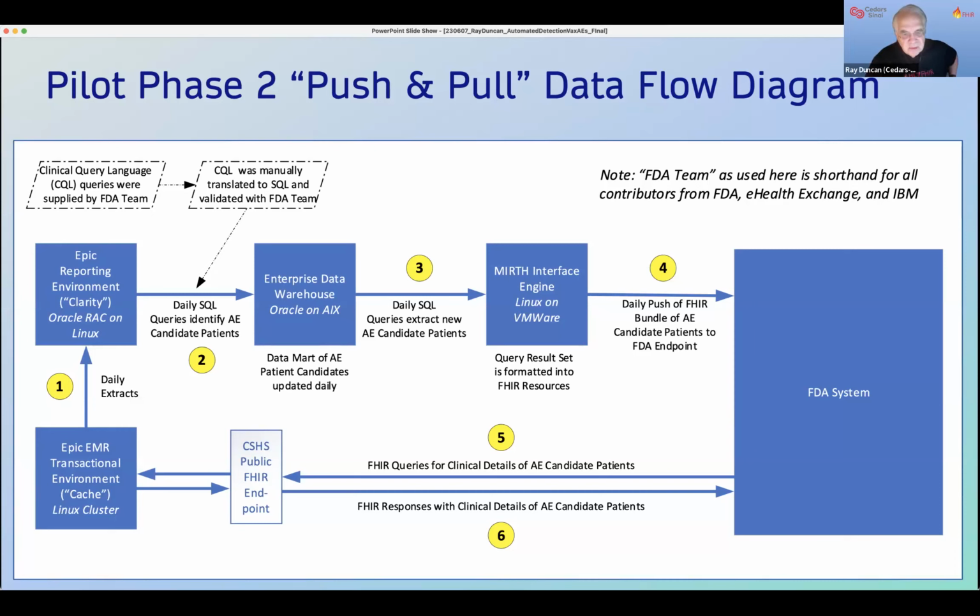Then, just as before, the FDA can query our public FHIR endpoint to get the various clinical resources associated with each patient, pull those into their system, and review the cases. There's a semi-automated case review step, which summarizes and screens the adverse events, and then there's a final kind of manual review step by the FDA.